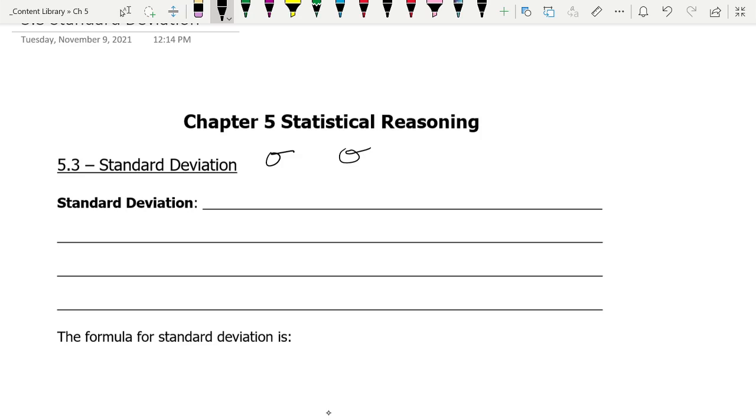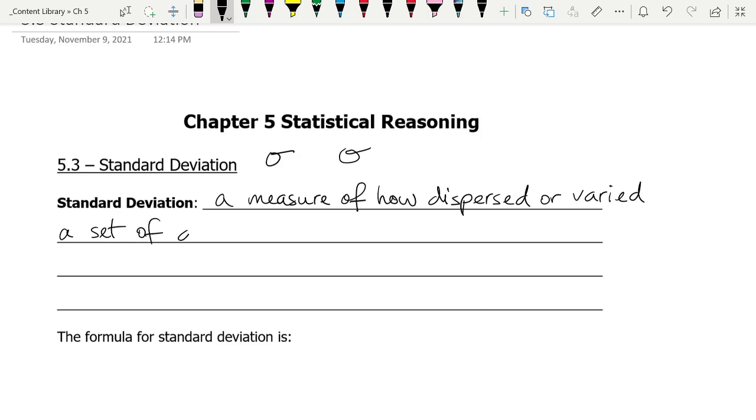And standard deviation's definition is, it's a measure of how dispersed, which again means spread out. Here's another synonym for dispersed. Dispersed, or how varied, how much variation there is in my data. So it's a measure of how dispersed or varied a set of data is, but how spread out compared to what? Well, compared to itself in relation to its mean.